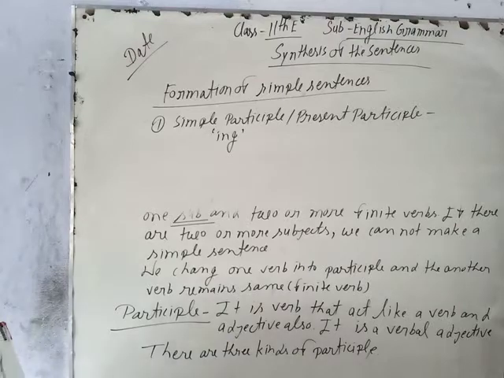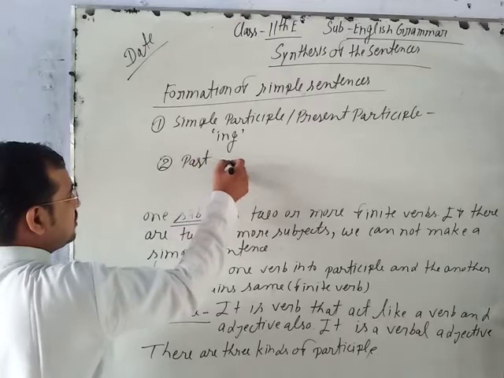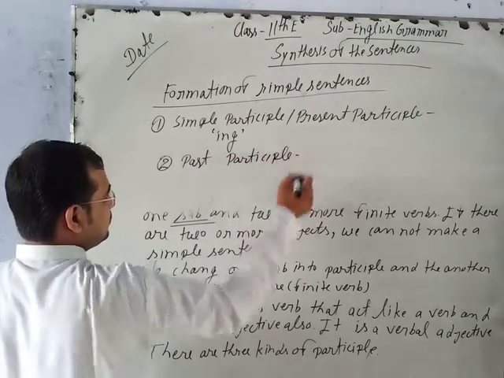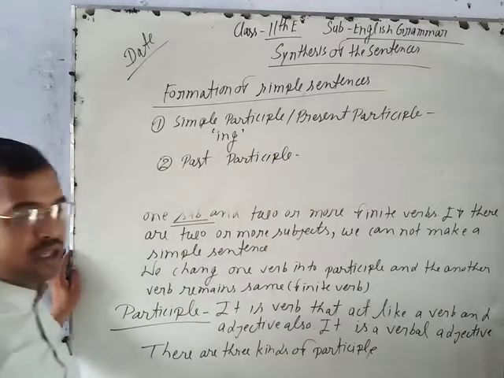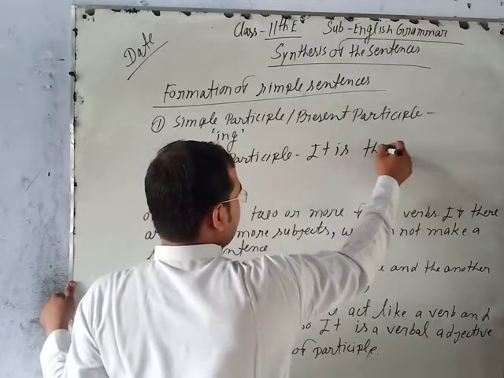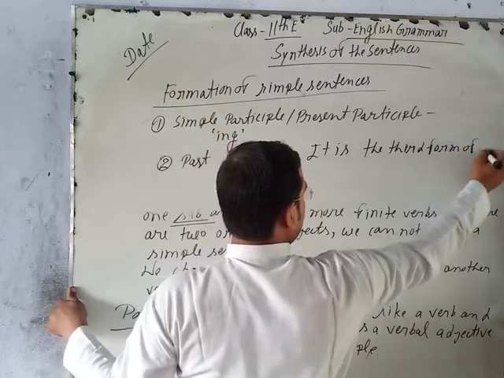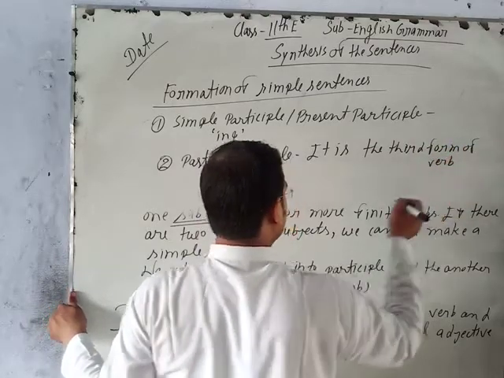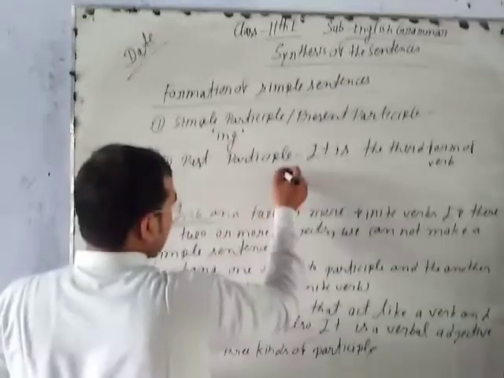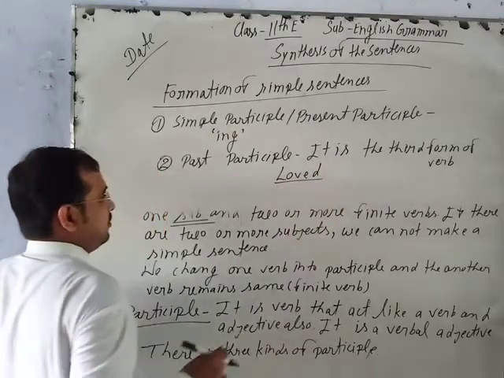Next is past participle. It is the third form of verb. For example, a word is love, and the third form of it is loved.